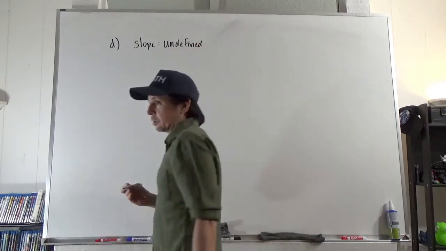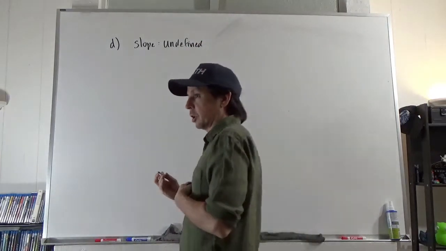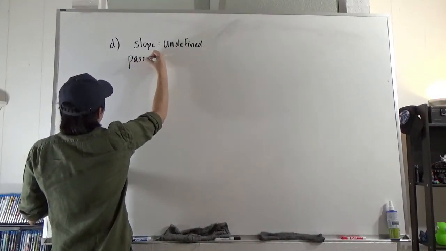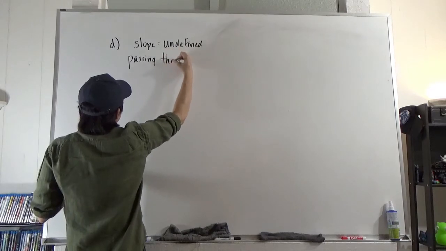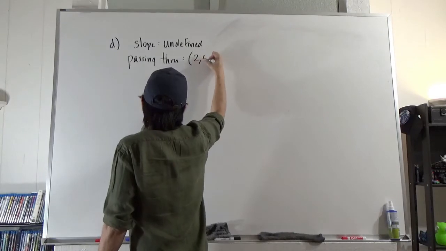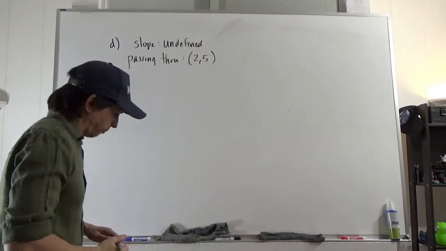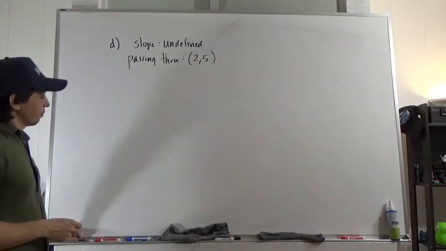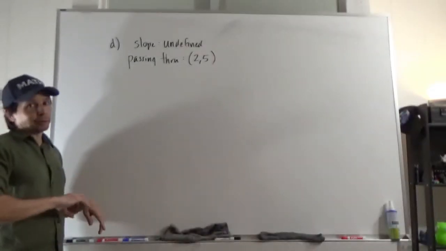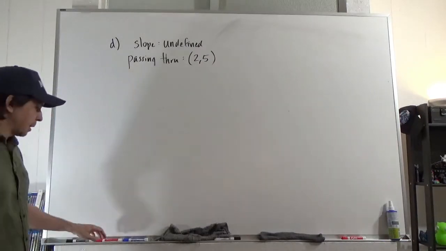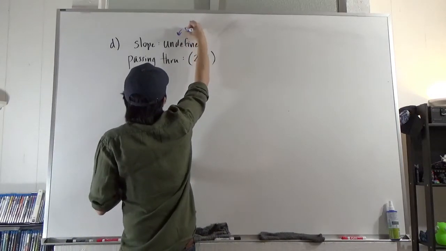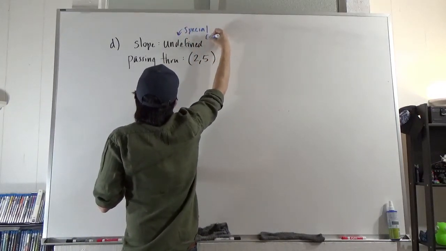Slope is undefined. Immediately that means it's a special case. You will have to start looking through your notes right now and figure out which type of special case it is, what the form of it is. Passing through 2, 5. Okay. And so you're definitely not going to use point slope form because you can't plug in undefined for m and distribute undefined and work with it mathematically. So you have to recognize that this is immediately a special case. And you need to know which type of special case.